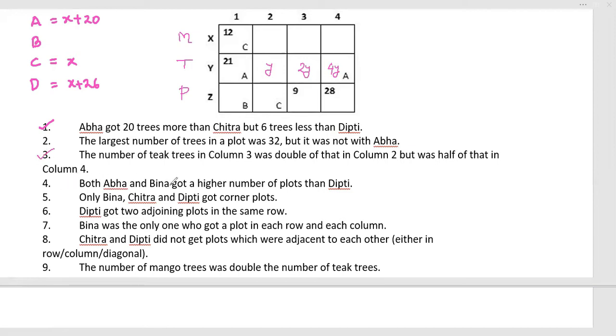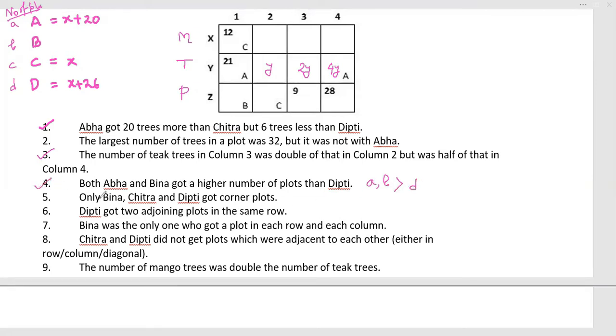Both Abha and Bina got a higher number of plots than Deepti. Number of plots. Let's say number of plots, small a, b, c, d. So as for that, it has been mentioned that Abha and Bina got a higher number of plots than Deepti. That means a, b is basically more than d.